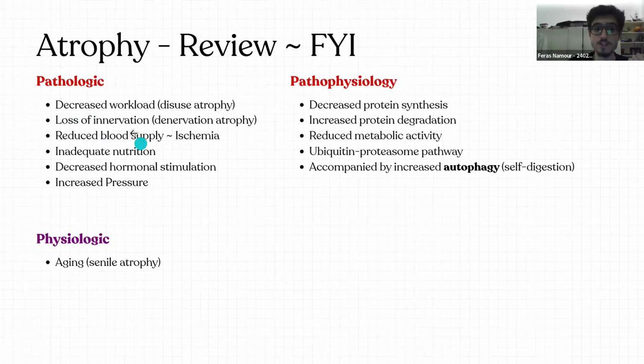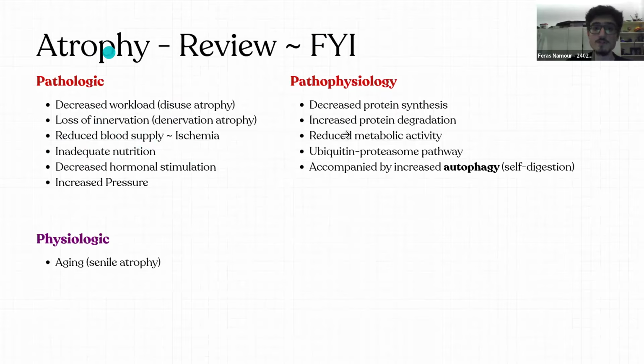And if we have loss of innervation, it's a similar idea. For example, in multiple sclerosis. If we have reduced blood supply, if we have ischemia, it will also cause atrophy. If we have inadequate nutrition, hormonal stimulation, and so on. All of this is your pathology. This is probably not going to come in your OSPE. I'm just refreshing it. It's for your info.